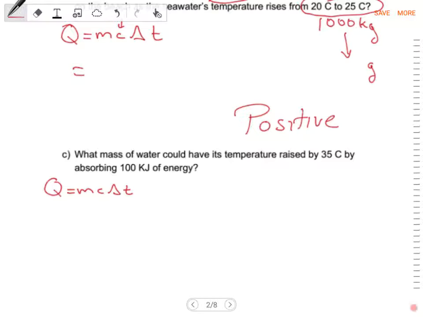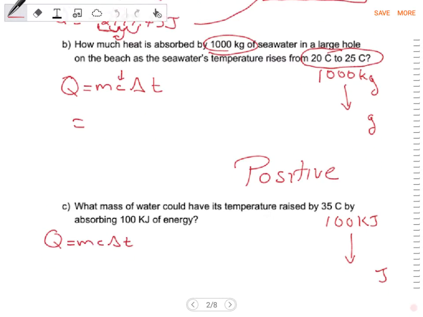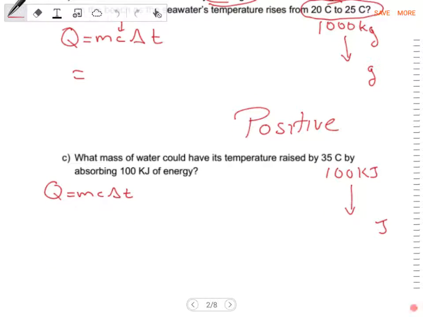And what you need to do is, this time, figure out a different variable. First of all, you have the issue of 100 kilojoules. Well, everyone, we need this to be in joules, because if you go back to the first page, our Q must be in joules. Therefore, we have to change kilojoules into joules. So you're going to take 100 and multiply that by 1,000, and that's going to give you 100,000. So we're at 100,000 joules.